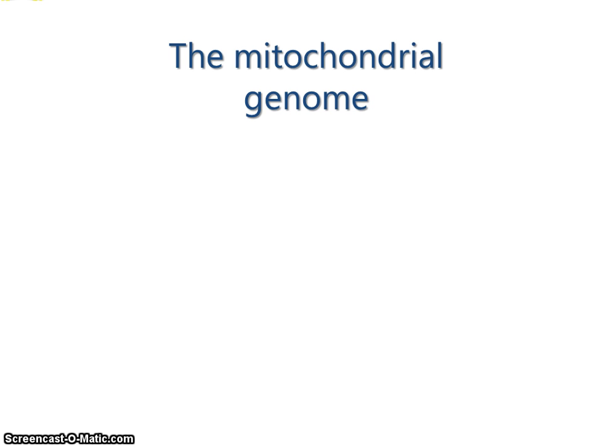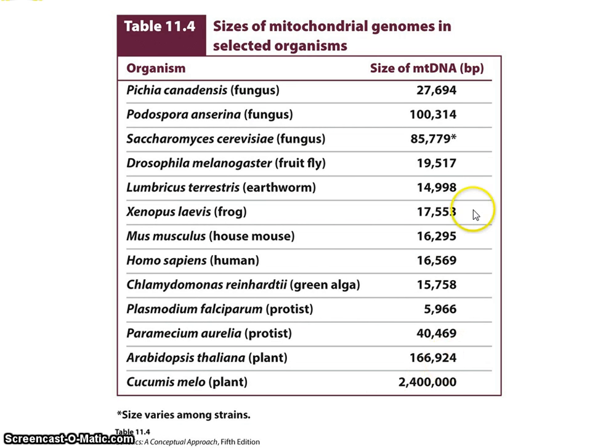All right, so a cell has lots of mitochondria, potentially. Each mitochondrion can have multiple copies of its genome. You can think of it similarly to how bacteria can have multiple copies of plasmids. Mitochondrial DNA does not have histones, but the DNA is organized with other kinds of proteins, just like bacteria have. And the size of mitochondrial DNA varies from species to species. Here's the table just to give you a sense for the level of variation you can have.